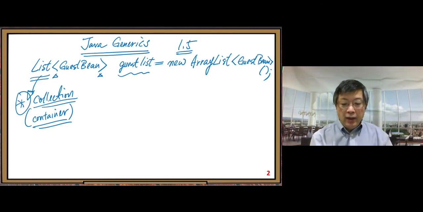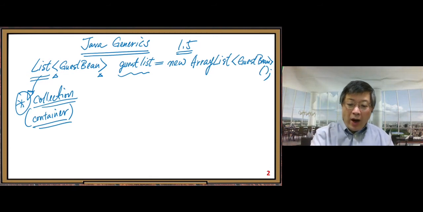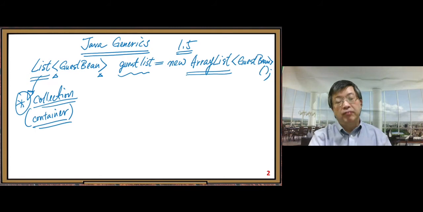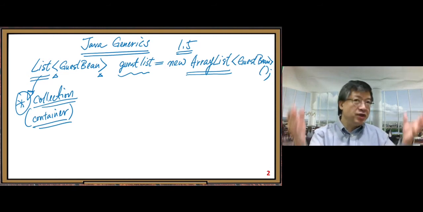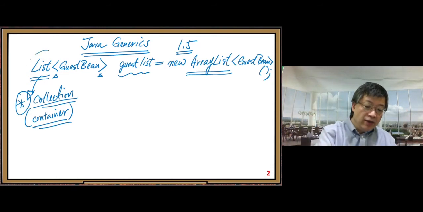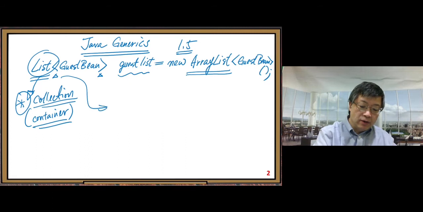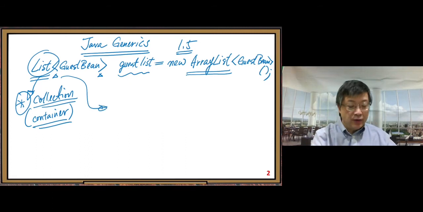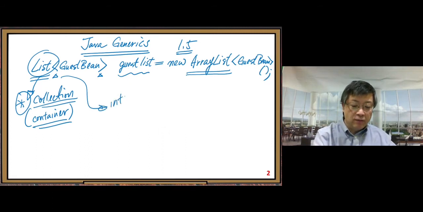Then, another thing: why do we use ArrayList here? When we call the constructor, why do we use ArrayList here? The reason is very simple. This List is an interface.